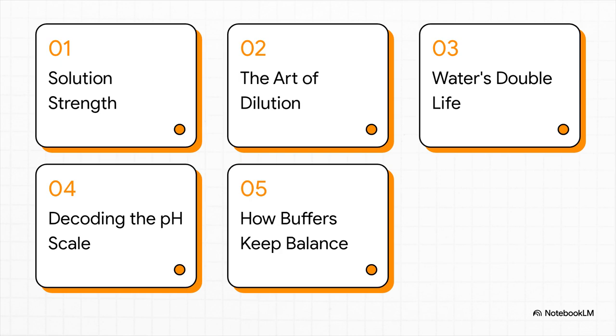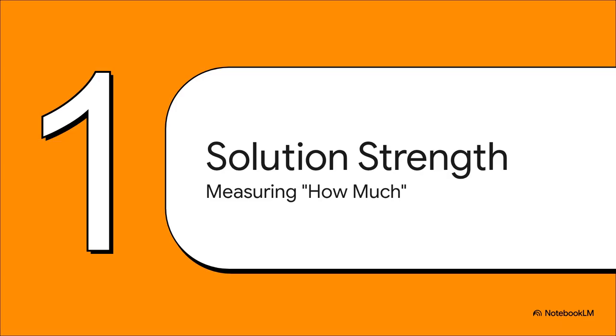Okay, so here's the game plan. First, we'll figure out how to measure the strength of a solution. Then, we'll look at the super simple art of making it weaker, or dilution. From there, we dive into a truly weird property of water that, believe it or not, unlocks the secret of the pH scale. And finally, we'll see how these clever chemical systems called buffers manage to keep everything in perfect balance.